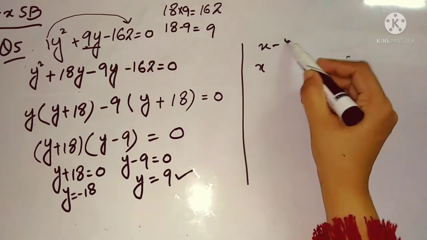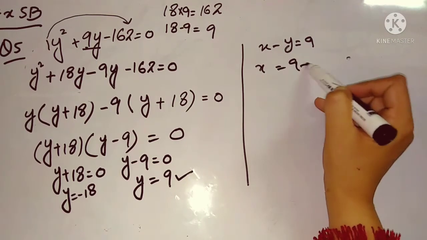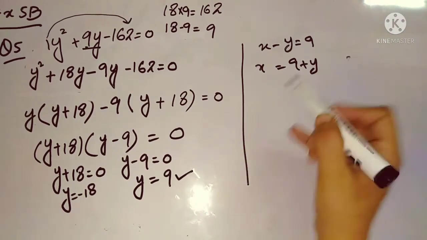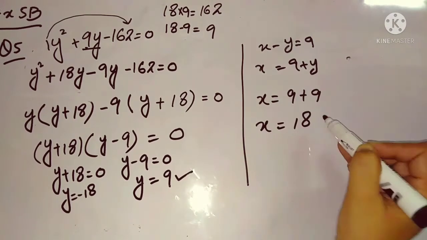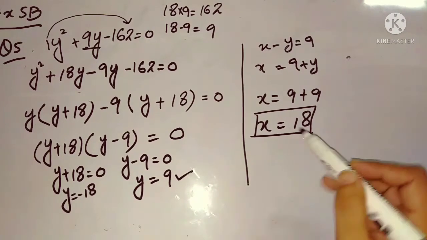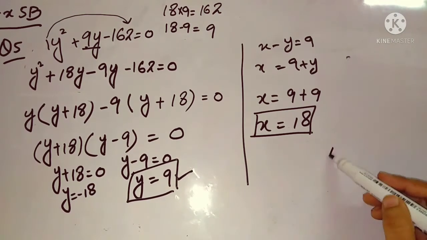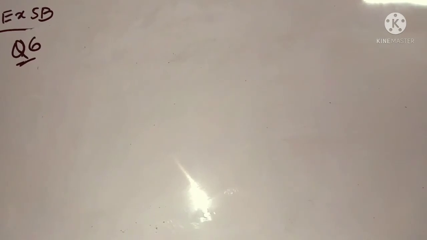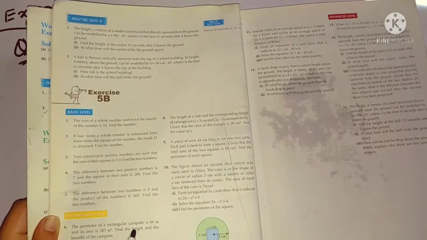Now we have to find the value of x, which is the first number. This is the second number, which is 9, and for the first number we will use that equation. We have assumed that x is equal to 9 plus y. It was given in the question that the difference between the two numbers is 9. So x minus y we have taken as 9, and when we took out the value of x, it was 9 plus y. So we put the value of y in this equation to get the value of x. So x is equal to 9 plus y, and y is 9. When you add both values, you get 18.